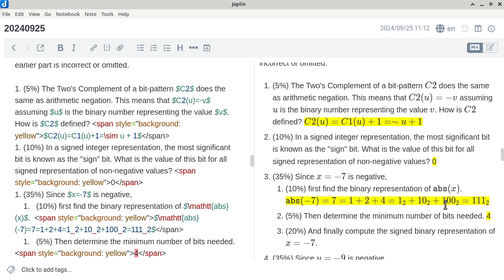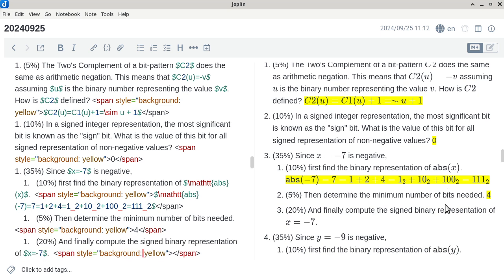Because 111 would represent negative 1 instead of 7 in signed interpretation. And then the next one is related to this one. Finally, compute the signed binary representation of negative 7.